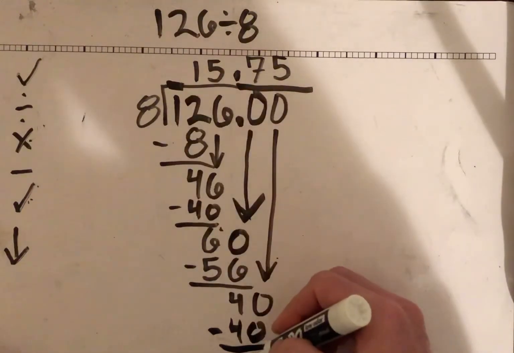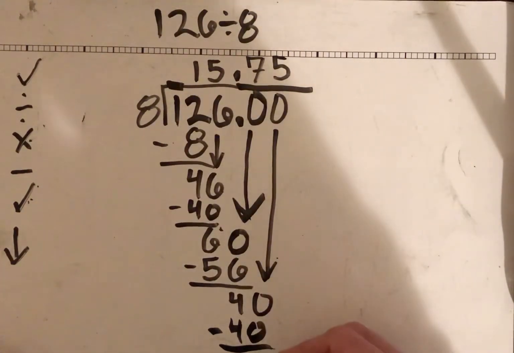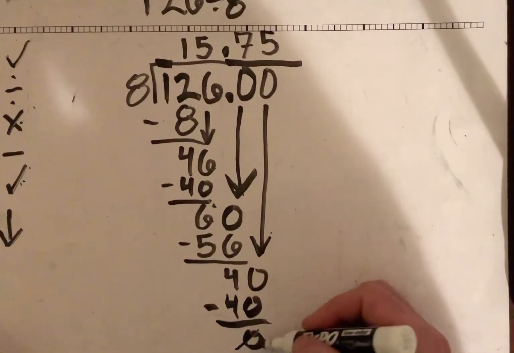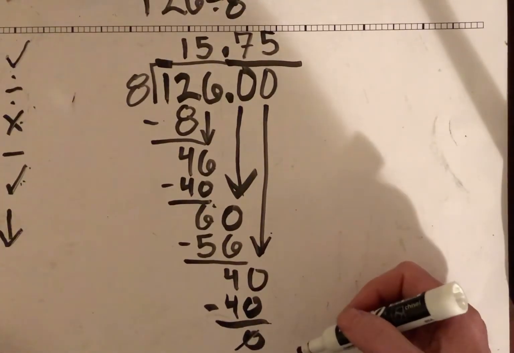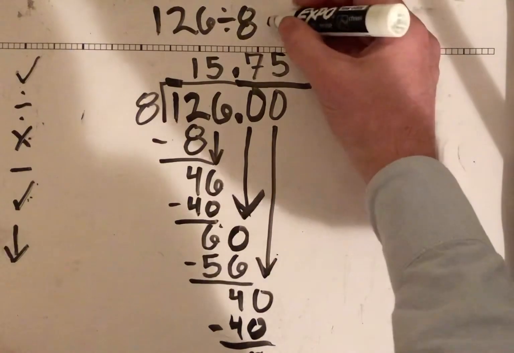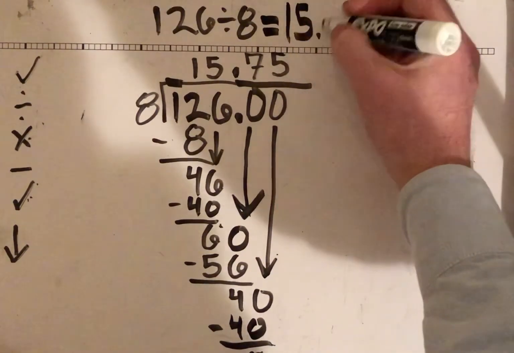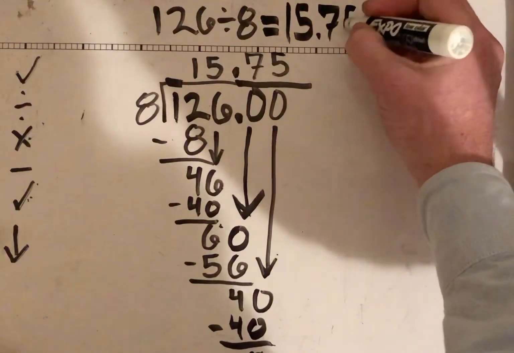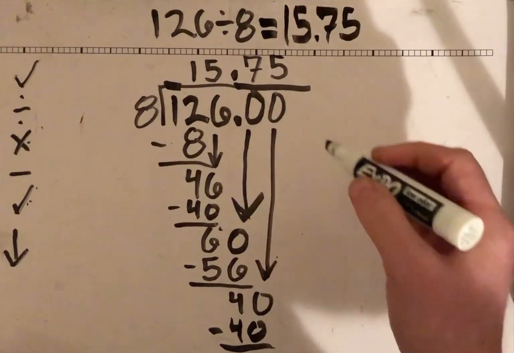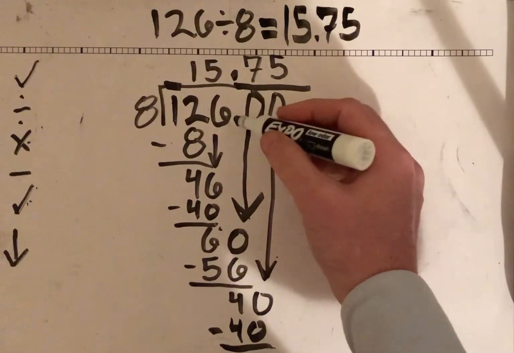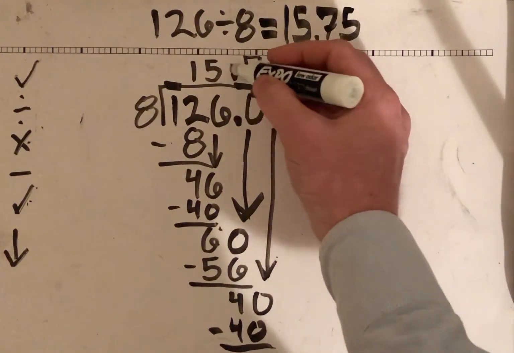8 doesn't fit into 0. There's nothing to bring down, and we ended with a 0, so we can stop there. Sorry, the 0 was off screen. So our answer, our quotient, is 15 and 75 hundredths. These zeros can be added as many times as we want. All we need to do is remember to put that decimal point in.